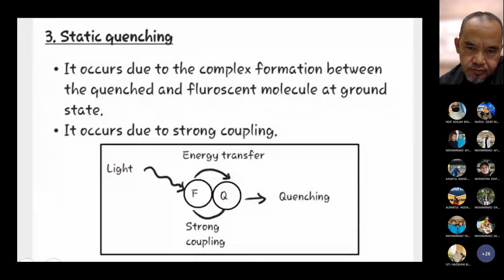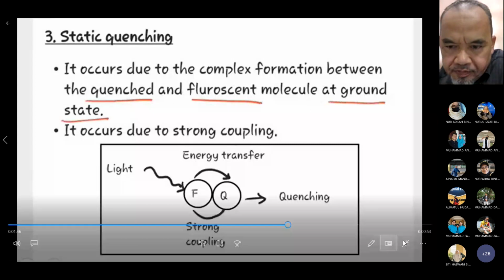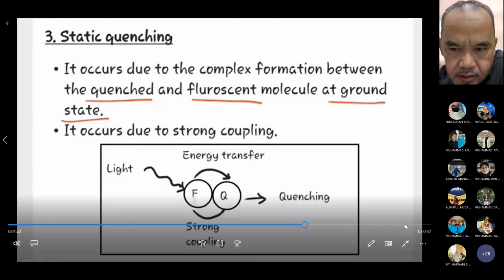Now let us see what is static quenching. It occurs due to the complex formation between the quenched and fluorescent molecule at ground state. It occurs due to the strong coupling. This diagram represents static quenching. This is a fluorescent substance, and with the complex formation with the quencher Q, it causes quenching and thus light cannot be emitted, which is the fluorescent radiation.